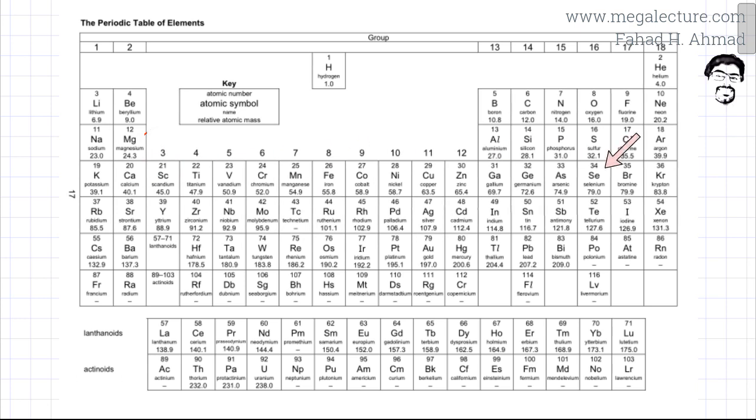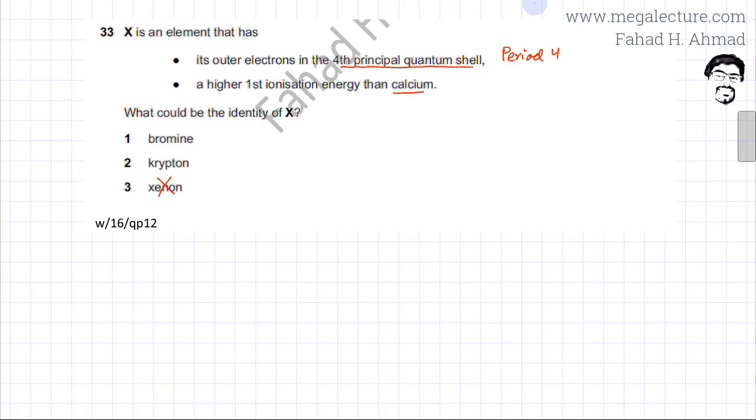So as you move to the right, you have more protons, more nuclear charge, and there's more attraction for electrons. So it's going to be more difficult to remove electrons from bromine and krypton compared to calcium. So the first 2 options, bromine and krypton, are in the 4th principal quantum shell, and they have a higher first ionization energy than calcium. So both statements are correct for bromine and krypton. So both options 1 and 2 are correct, which, according to the marking key, would be option B.